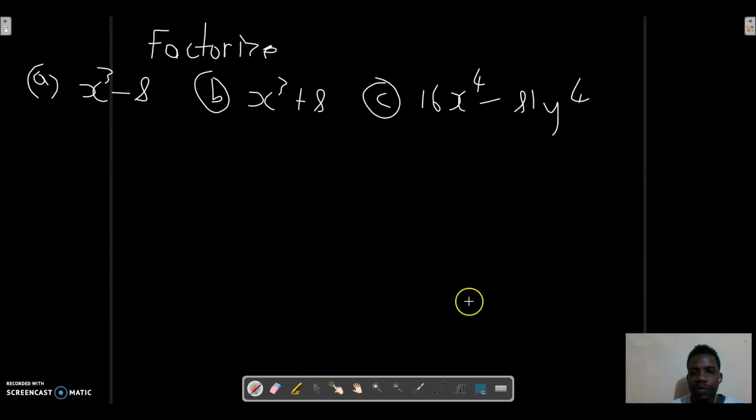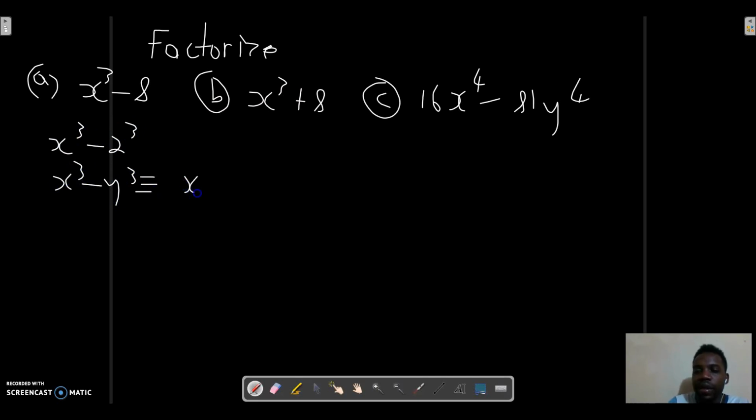Now at this moment we're going to be looking at some examples. The first one says factorize x cubed minus 8. Now we know that this is the difference of two cubes because 8 can be written as 2 cubed. So this is x cubed minus 2 cubed. Now recall the pattern that we're going to be using, that x cubed minus y cubed is equivalent to x minus y, and then we know the pattern x squared plus xy plus y squared.